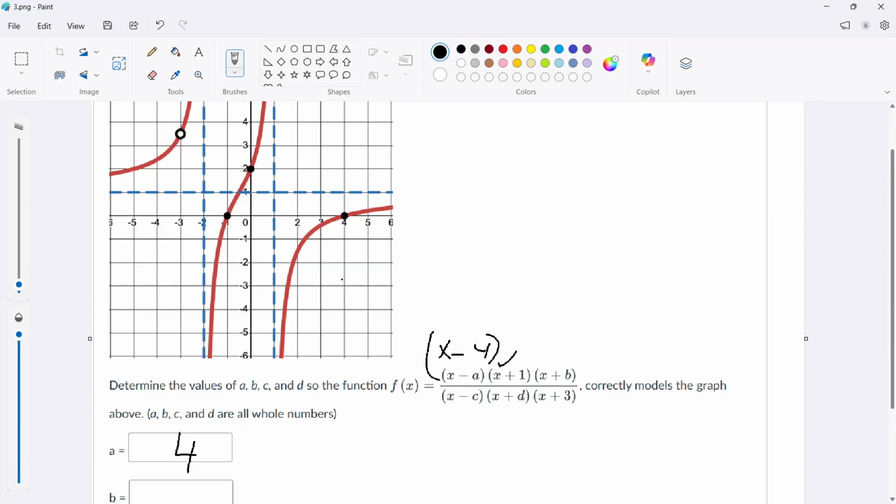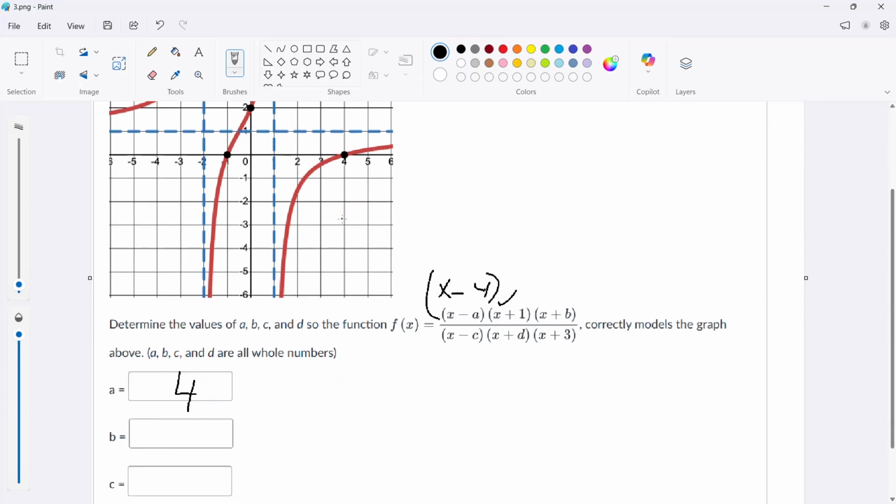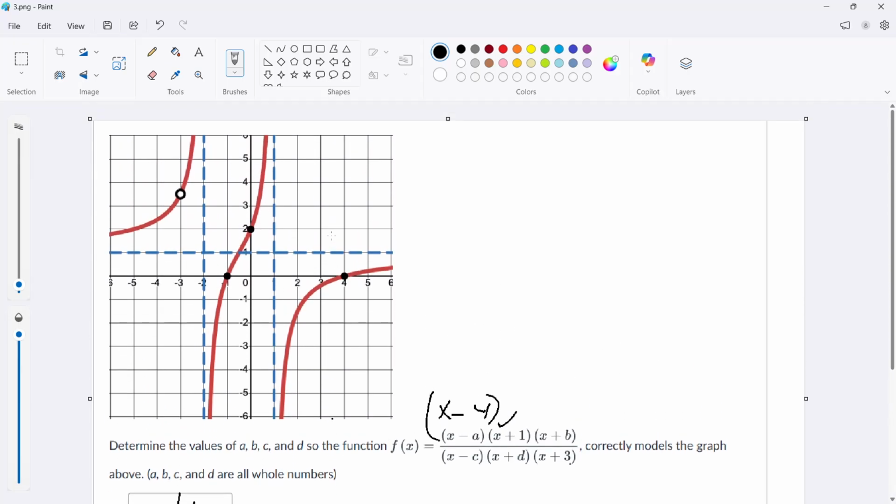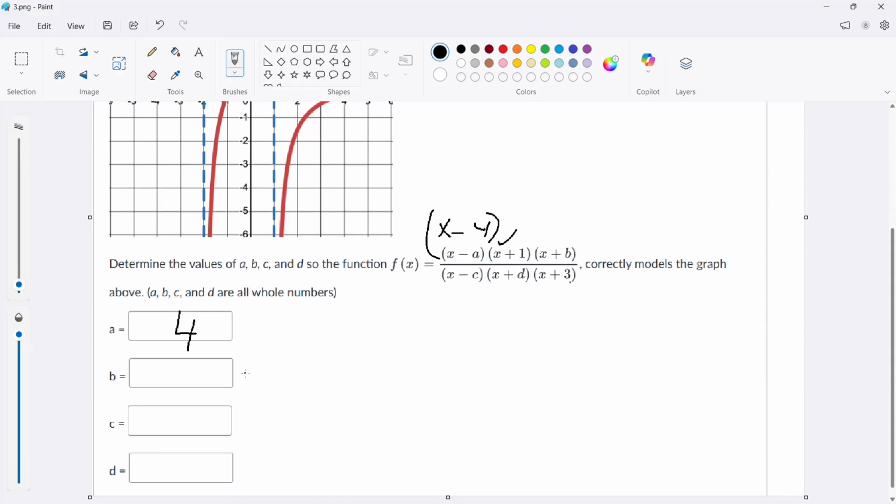And then b, well, b would have to cancel, so I think it's going to be 3, because it'd be x plus 3 over x plus 3. And yes, there's a hole at negative 3. So x equals negative 3, x plus 3 equals 0. So b is 3.